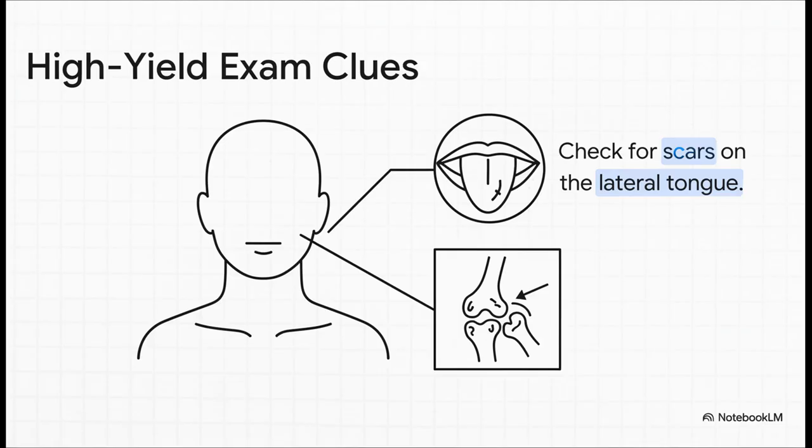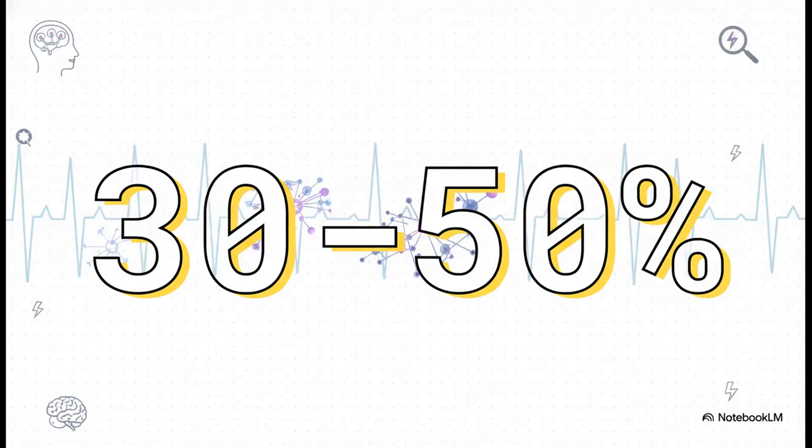First, check the tongue really well. Look for old scars on the sides from past bites. And second, check the shoulders. A posterior shoulder dislocation is super rare in general, but it's a classic, almost pathognomonic sign of a past tonic-clonic seizure. All right, let's talk about the EEG.